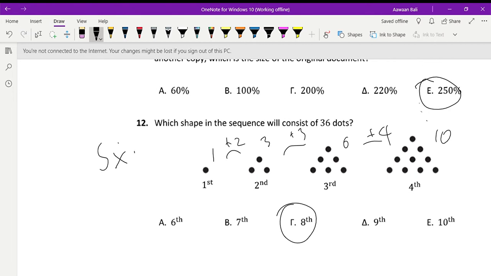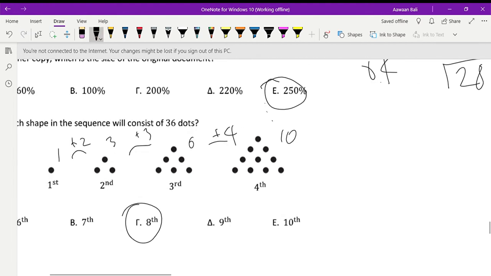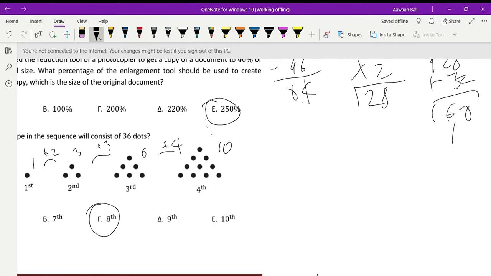Now we can go with 5x minus 4 maybe. 5 minus 4 is 1. 5 times 2, 10 minus 4 is 6. That's where we realized that we're going out of the way. So if we can't find the formula, we can just do plus 5, plus 6, and then we can just follow this until we get 36 here.